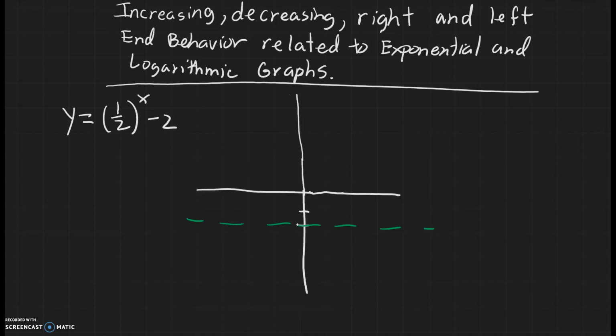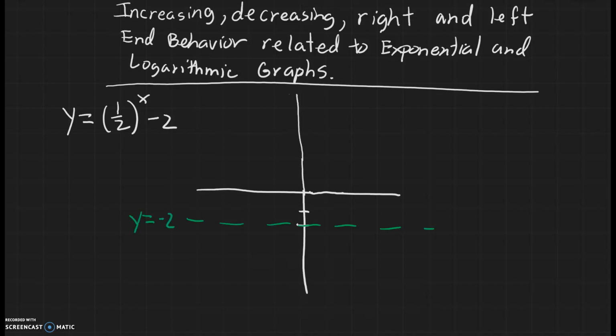Today we're going to look at the increasing, decreasing, right and left end behavior related to exponential and logarithmic graphs. So the first example I have is actually exponential decay. And because of the equation and k being -2, the asymptote is at y equals -2.